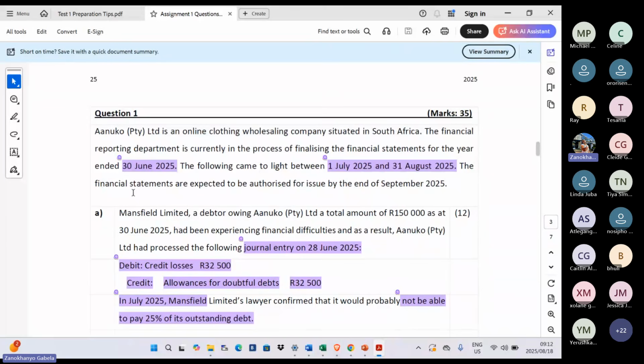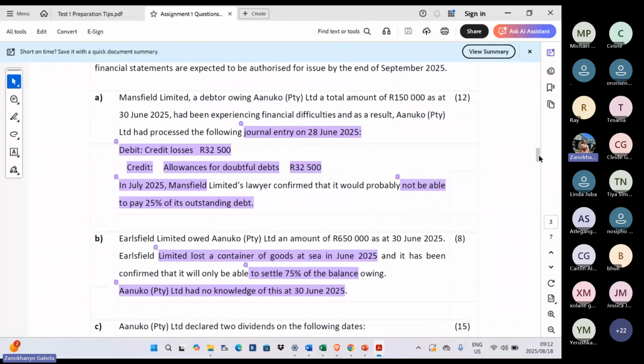All right. Number 1A, we have Mansfield Limited. Who's this Mansfield Limited? Let's check it out. Mansfield Limited is a debtor owing Anuko. So basically, we are Anuko. Mansfield is a debtor, so they owed us 150,000 as at 30 June 2025, which is before year end.